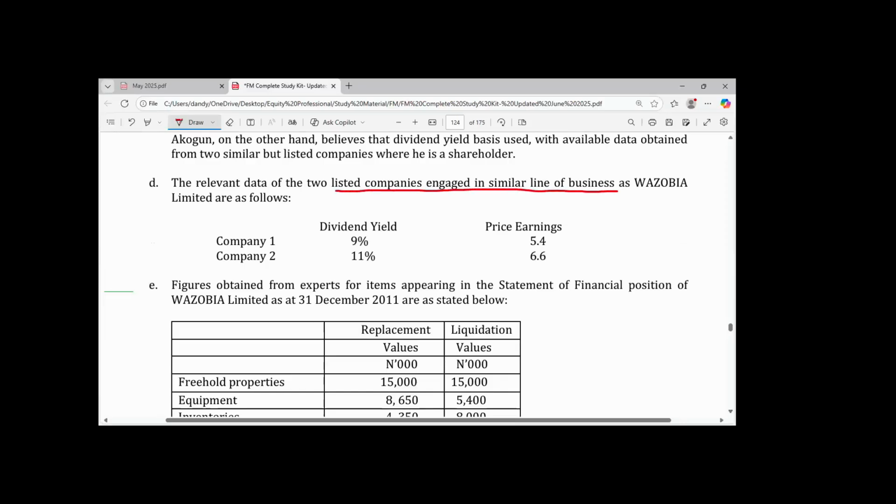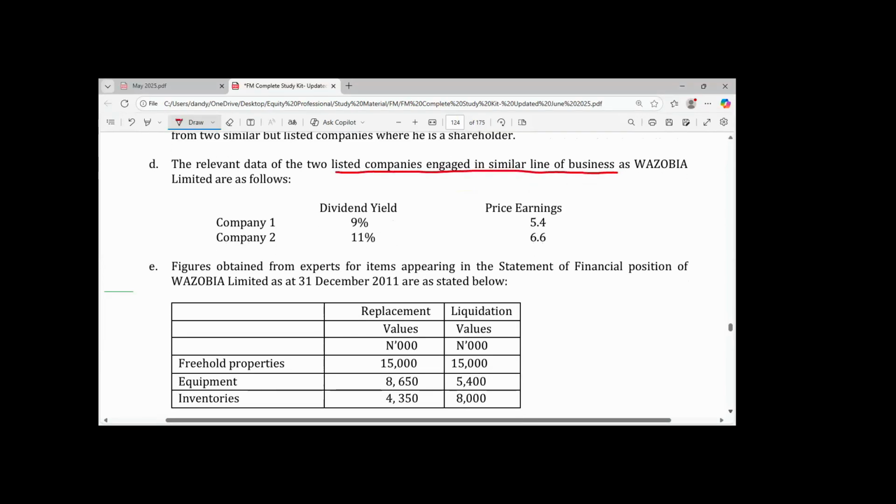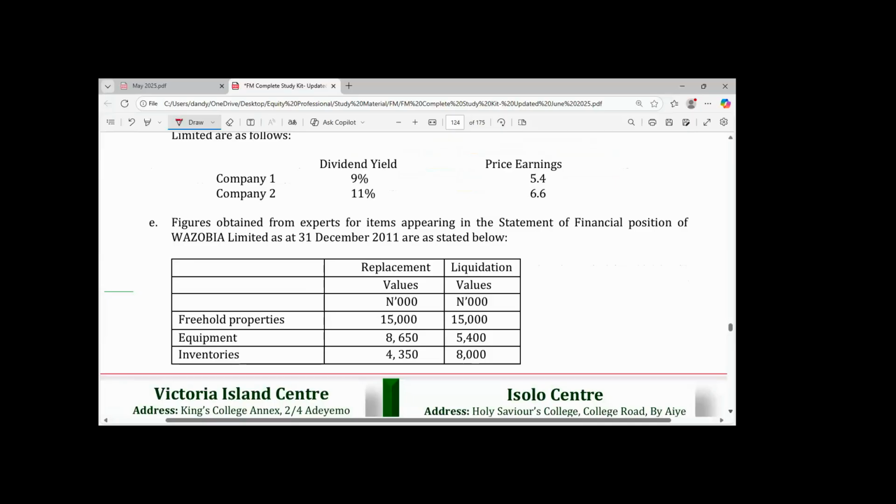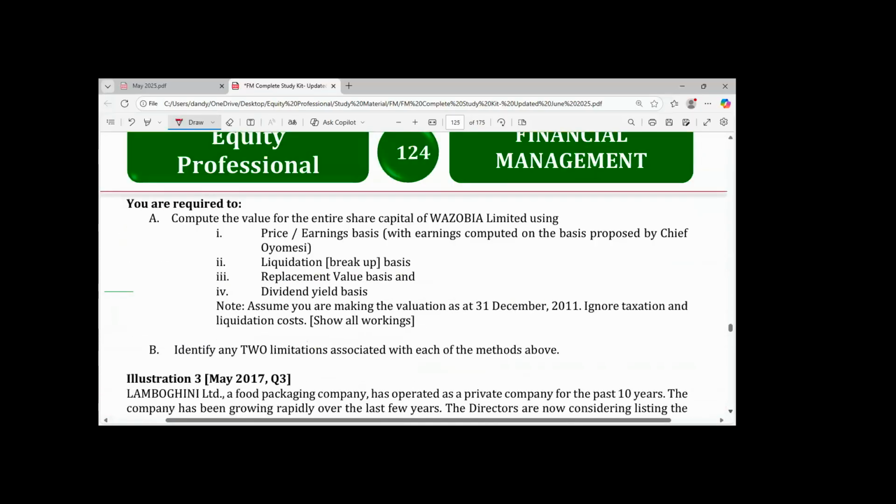Figures obtained from experts for items appearing in the Statement of Financial Position of Wazobia Limited as at 31st December 2011 are as stated below. You're required to compute the value for the entire share capital of Wazobia Limited using price earnings basis, with earnings computed on the basis proposed by Chief Oyomesi, liquidation breakup basis, replacement value basis, and dividend yield basis. Note: assume you are making the valuation as at 31st December 2011. Ignore taxation and liquidation costs. Show all workings. Identify any two limitations associated with each of the methods above.